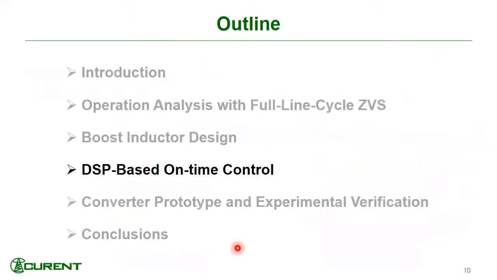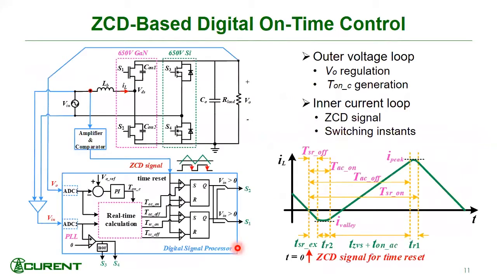Then we need to use a control strategy to achieve the soft switching. Here we implement the DSP-based variable on-time control to achieve the soft switching within the whole line cycle. Here is the structure of the control, and you can see the instantaneous input voltage, output voltage, and the zero current detection signal are sent to the digital signal processor. We have two control loops. In the outer loop, the PI controller regulates the output voltage. At the same time, it will generate the dominant on-time for the active switch.